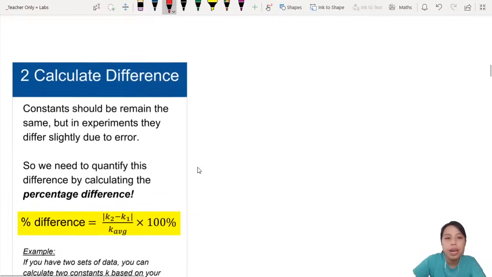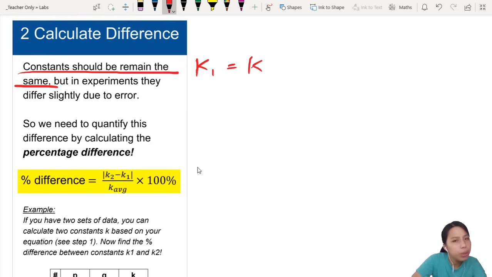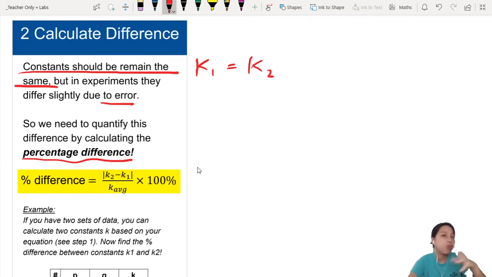So what we're going to do now is part 2. We're going to calculate the difference. Constants should remain the same, so K1 should equal K2, but because of errors in your experiment, your values will be a bit different, due to error. So you need to calculate percentage difference. You may have seen this from other labs.